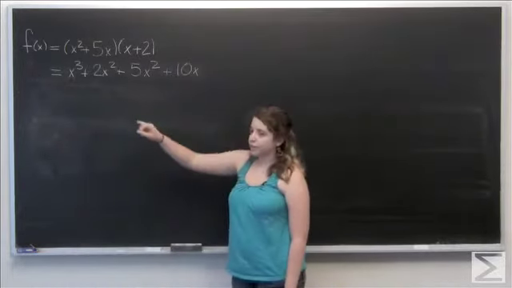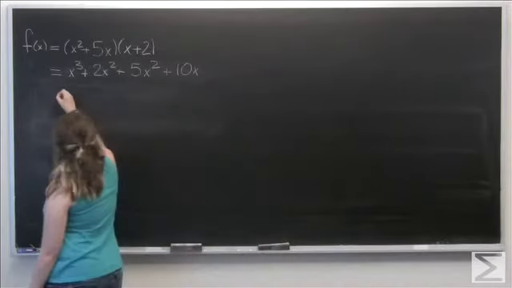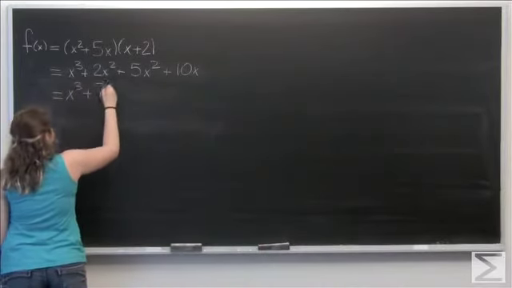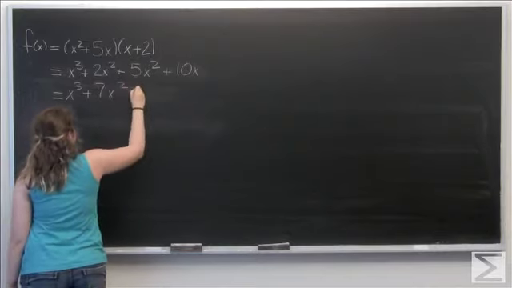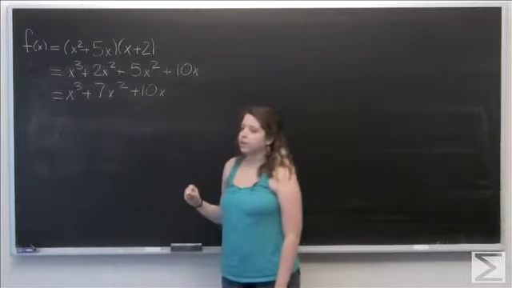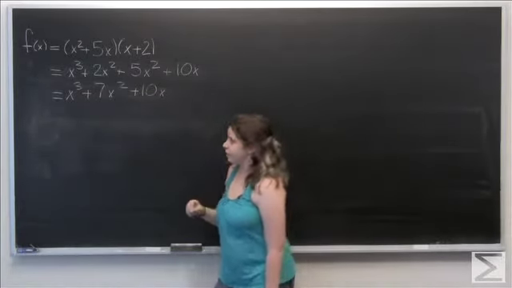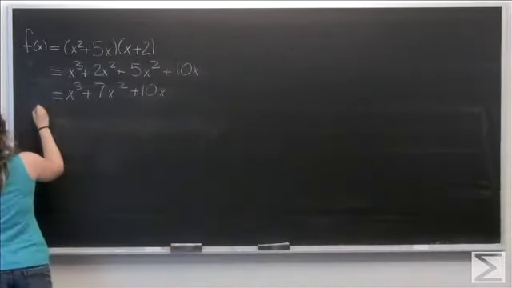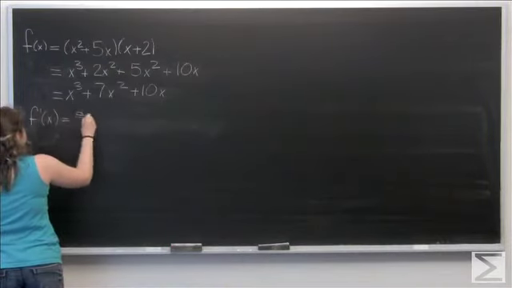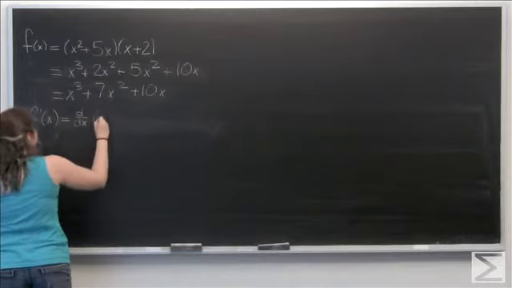Now I'm gonna rewrite this, make it a little bit simpler. So we have x cubed plus 7x squared plus 10x. Okay. So now we're going to take the derivative of this expression here. So we have f prime of x equals d dx of that expression.